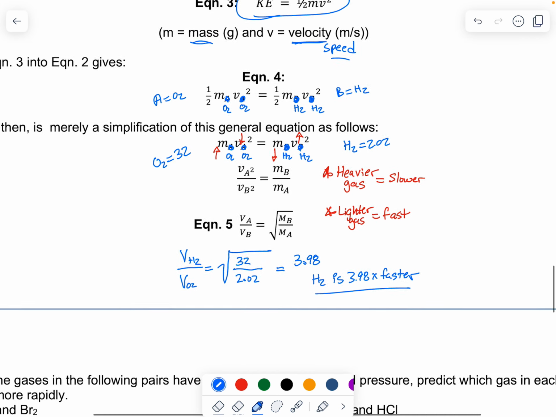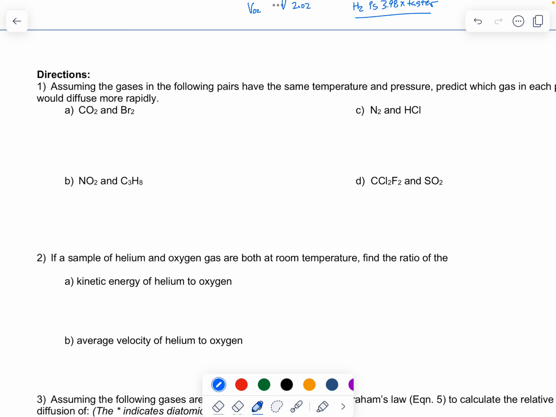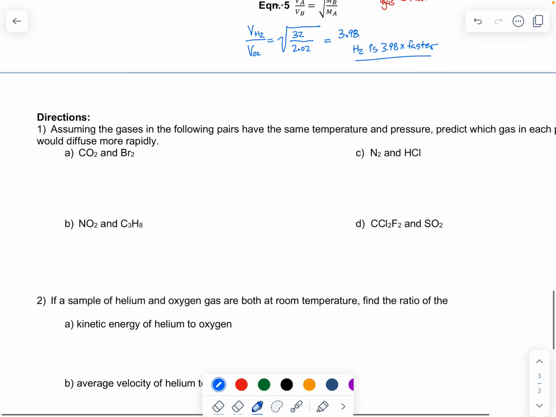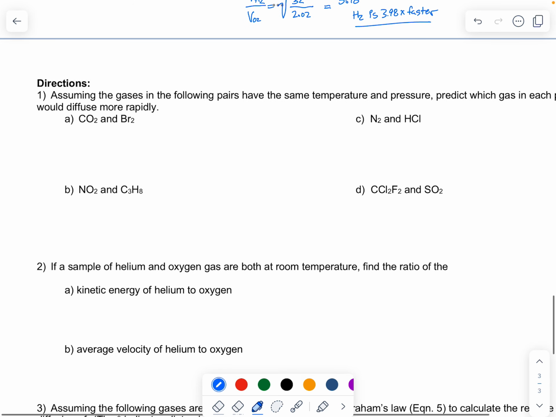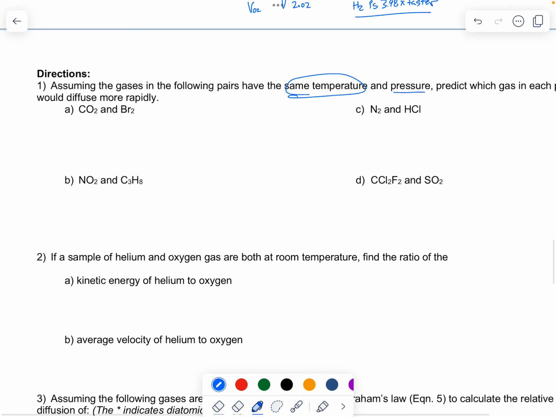And so we can go down here. If you flip the page, we're going to have some qualitative things at first, and then we'll get into some quantitative questions, and I'll do a couple of these with you. It says question number 1, assume that gases in the following have the same temperature and pressure. Predict which gas in each pair would diffuse more rapidly.